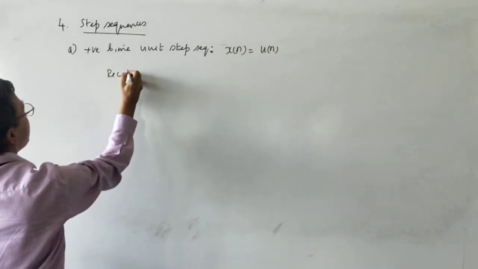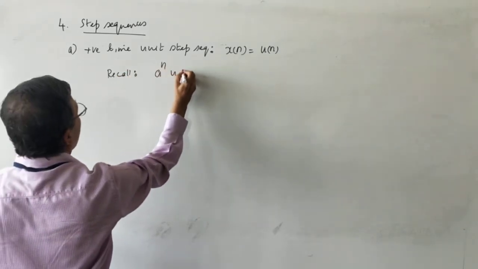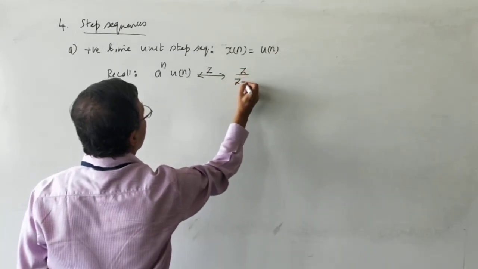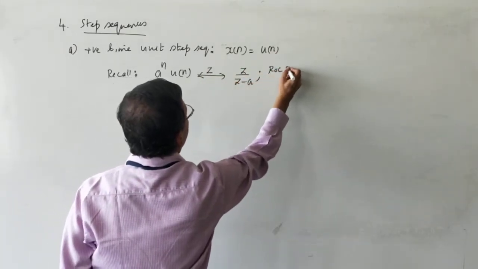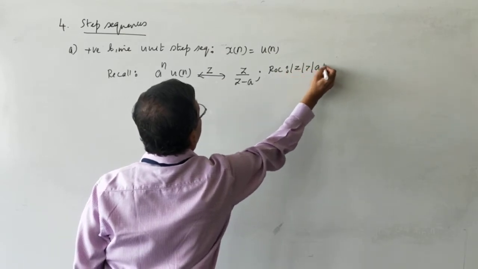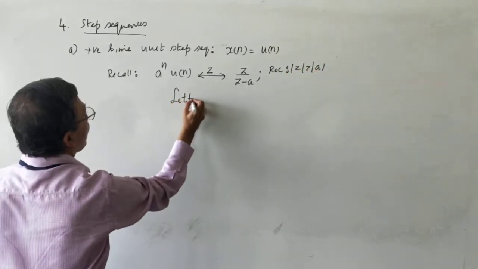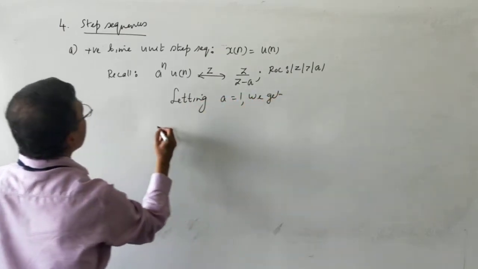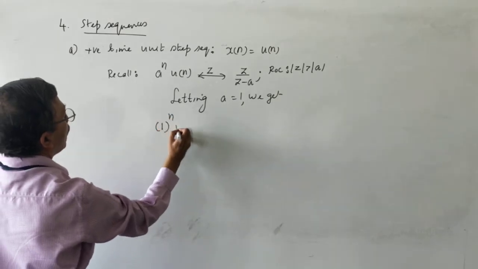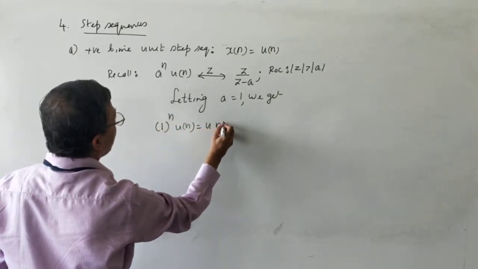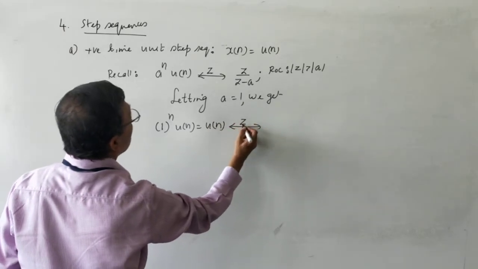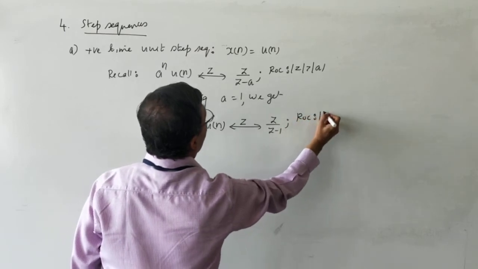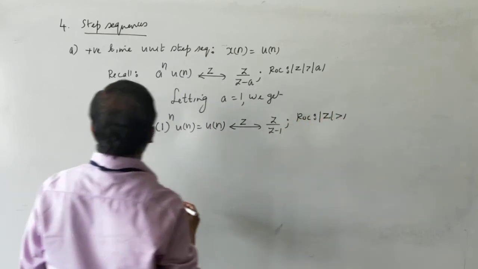Recall, a to the power n into u of n has a z transform z by z minus a. ROC mod z greater than mod a. Letting a equal to 1, we get 1 to the power n into u of n, which is nothing but u of n, has a z transform z divided by z minus 1. ROC mod z greater than 1.